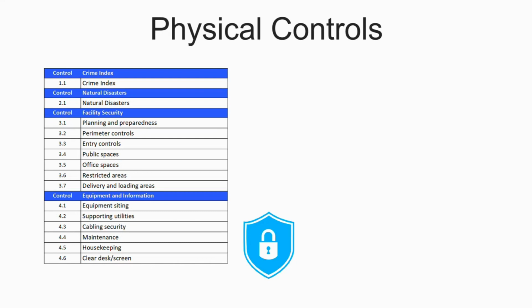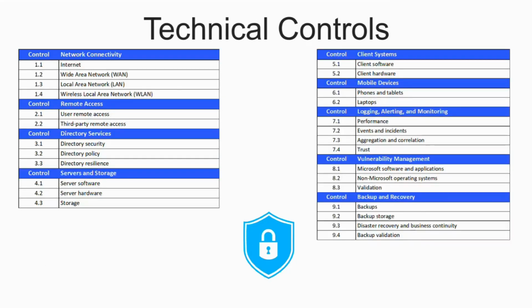Physical controls looks at crime indexes, natural disasters, if you're in any high crime area or a natural disaster area, flood zone or anything like that. It looks at facility security and also some of the equipment and information that are in there. Those are the areas from the physical side. And then technical controls, it looks at connectivity, remote access, directory services, servers and storage, client systems, mobile devices, logging and alerting or monitoring, vulnerability management, and then also your backup and recovery.